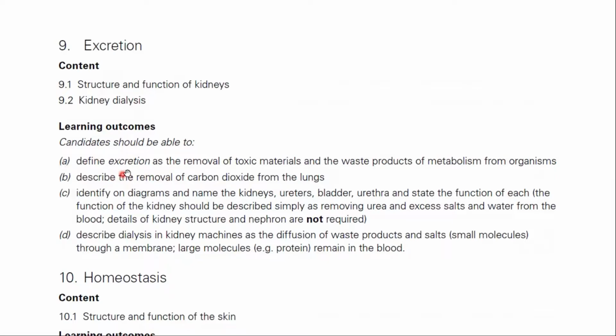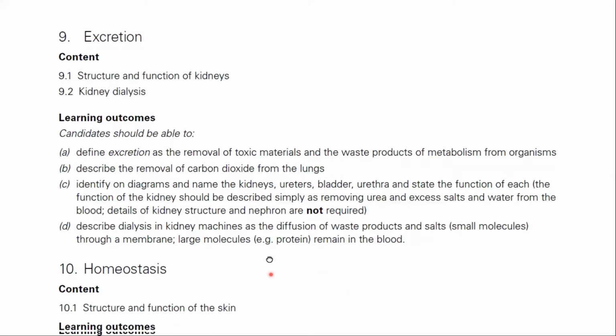Over here we'll be discussing excretion, the removal of toxic materials. Then we will be labeling the diagram of the kidneys, which has been asked many times in the O-level biology paper. Also removing urea and excess salt from water, and details of kidney structure too, which is basically not required but helps in understanding the chapter. Then we'll be discussing dialysis and kidney machines, which are basically given at the time of kidney failure.